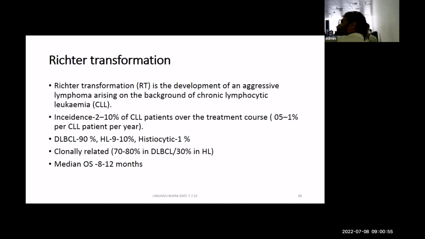Important is that there is something called clonally related or unrelated. If the transformation is clonally related to the CLL, then they do pretty badly. Whatever you do, the median survival of Richter transformation is 8 to 12 months, and most are clonally related. There is a very small group of patients who are clonally unrelated. They may do well, and their outcomes are more or less similar to what you see in de novo DLBCL. But most of the patients will be clonally related, and their outcome is bad, right?